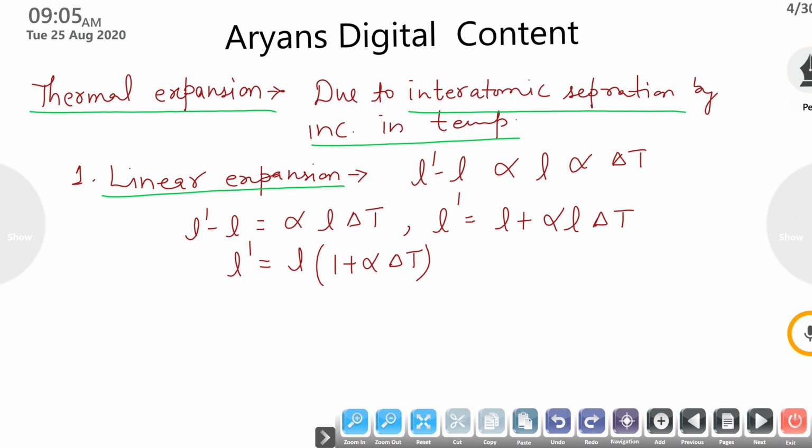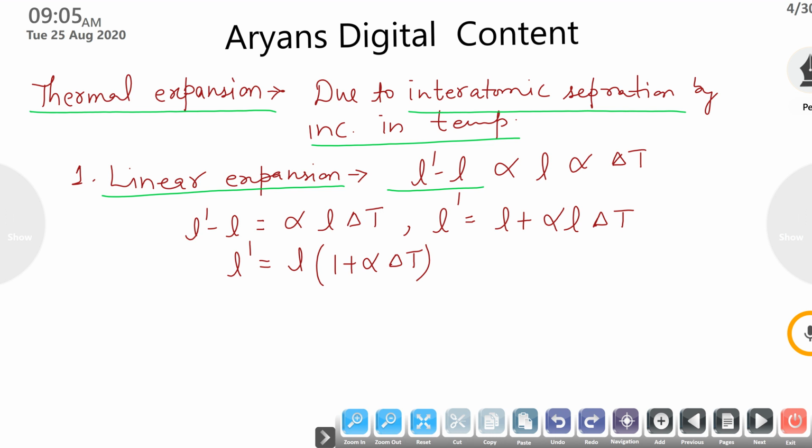Next is the types of thermal expansion. There are three types of thermal expansion: lengthwise, area wise and volume wise. First we will study linear expansion. Linear expansion means the increase in length.